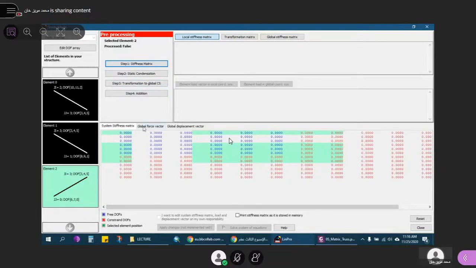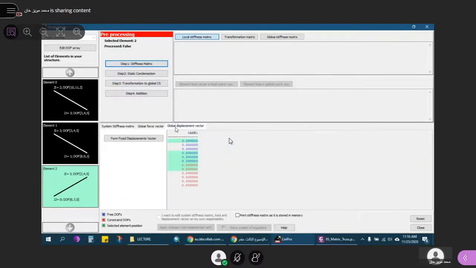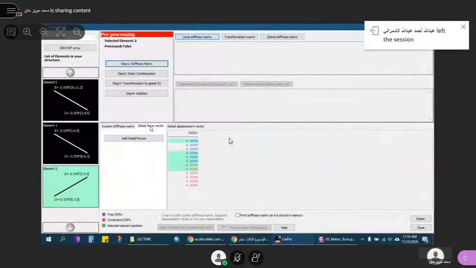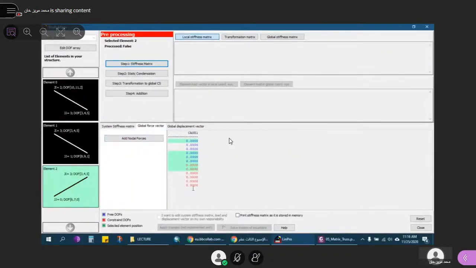Then here we have the global force vector and global displacement vector. Once the global stiffness matrix is ready by doing all the steps, we need to assign the nodal force vector. It will automatically take the nodal forces you have assigned on the structure. As you have assigned 50 and 80 kilonewton, you just add nodal forces and it will take them over here. Next we have the global displacement vector, which we will be finding out. We'll get the results over here after you solve the system of equations.